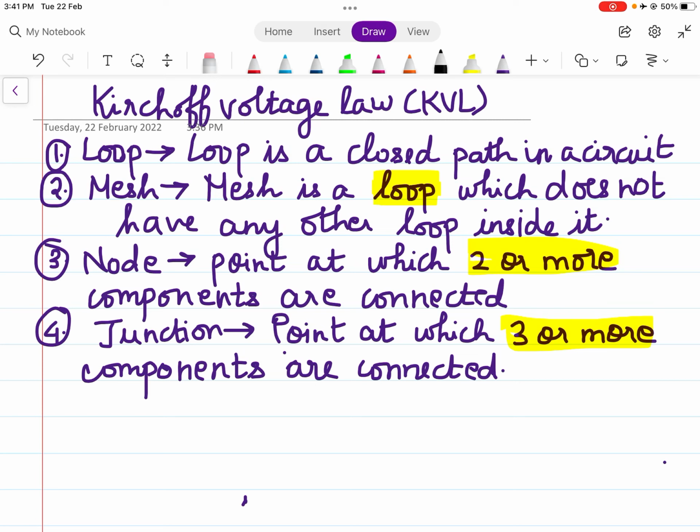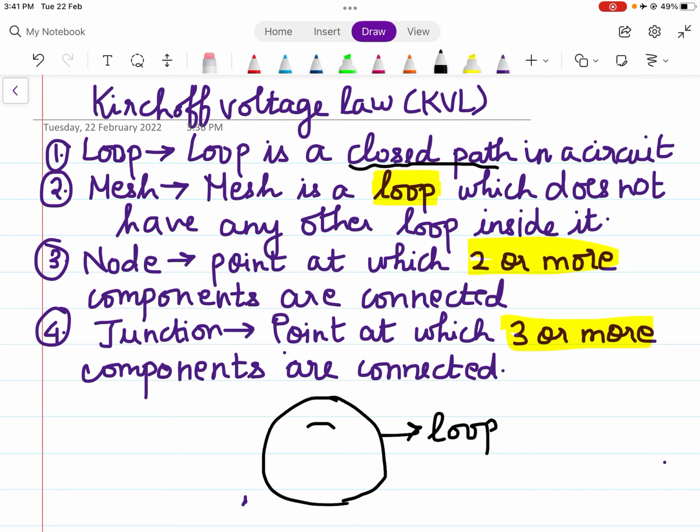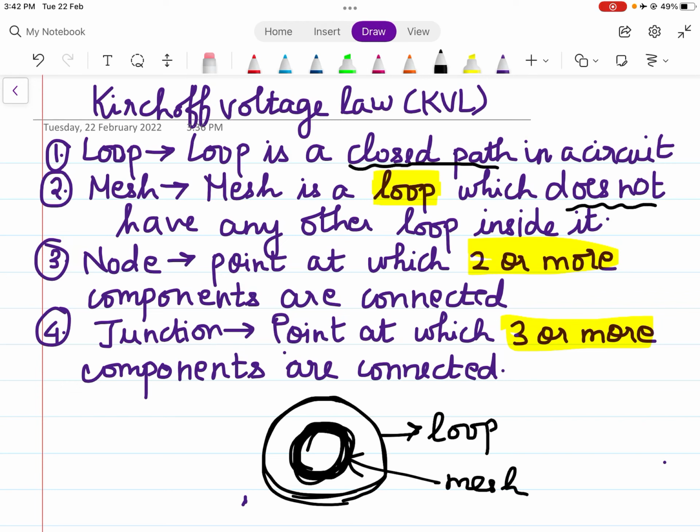So loop is what? It is a closed path. So suppose if this is a loop, this is a closed path. Inside this there is a mesh. Mesh is a loop which has no other mesh inside it. So loop can have a mesh inside, but mesh cannot have any other loop inside it.